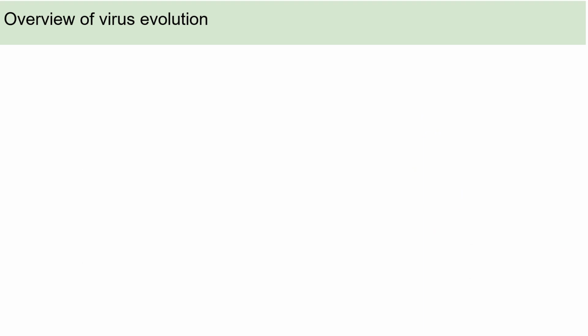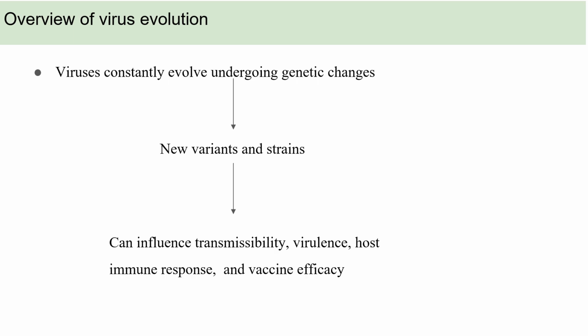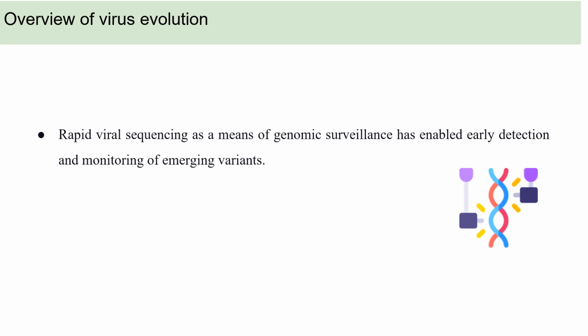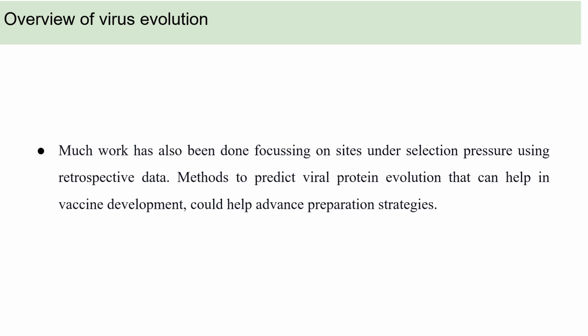To give an overview of virus evolution, viruses evolve constantly, undergoing genetic changes leading to new variants and strains that can influence transmissibility, virulence, host immune response, and vaccine efficacy. This poses a challenge in predicting and responding to outbreaks, impacting global public health. Genomic surveillance has enabled early detection and monitoring of emerging variants, and much work has been done focusing on the sites under selection pressure using retrospective data. However, methods to predict viral protein evolution that can help in vaccine design are the need of the hour, as they can help advance preparation strategies.